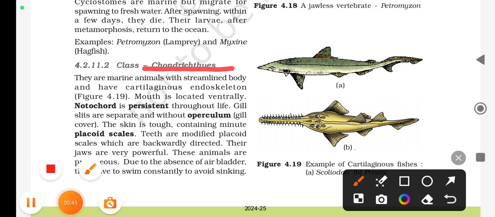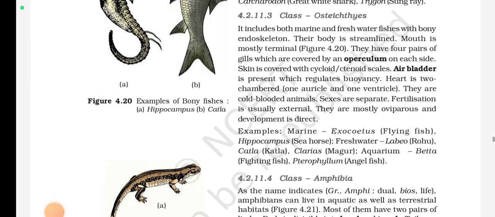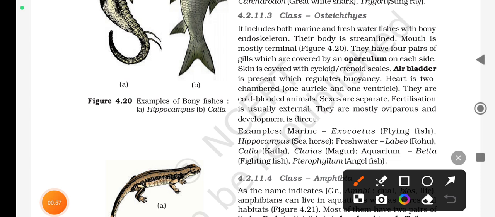Today I will tell you about the next class of Pisces, which is Osteichthyes. What is special in Osteichthyes? Why do we call it Osteichthyes? Because they have an endoskeleton made up of bones. Under Pisces, two classes are there. The first is Chondrichthyes and the second is Osteichthyes. Chondrichthyes have a cartilaginous endoskeleton and Osteichthyes have a bony endoskeleton. That means bone is present. That's why we call them bony fishes.